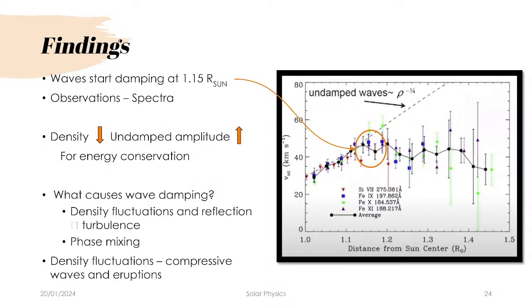We know that there are Alfvén waves. You can observe Alfvén waves. This is the graph of the Alfvén wave amplitude versus the distance from the center of the sun.